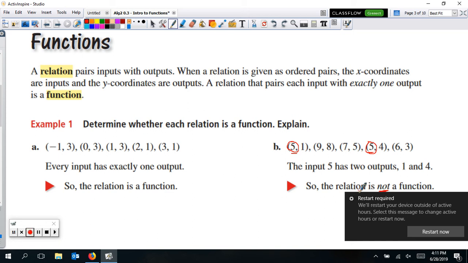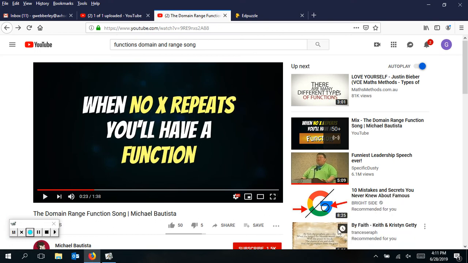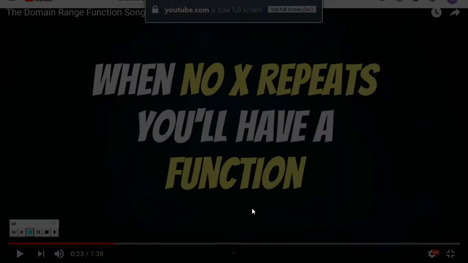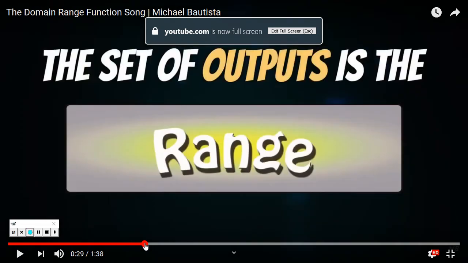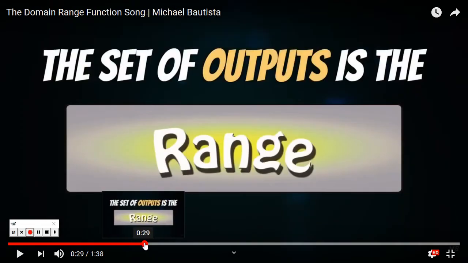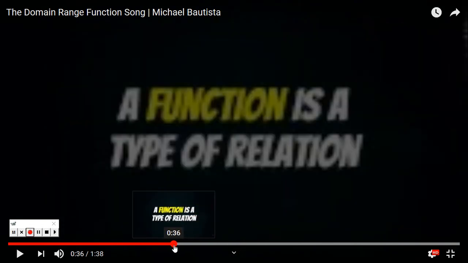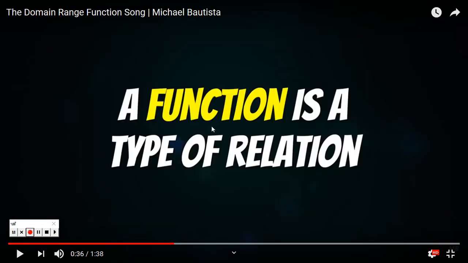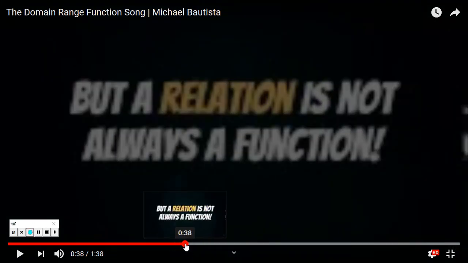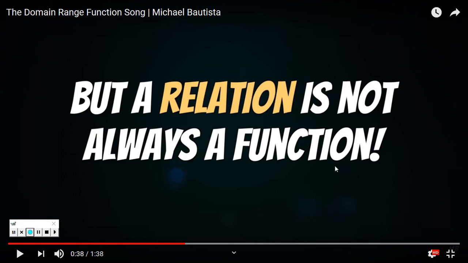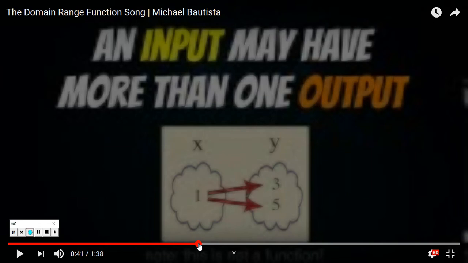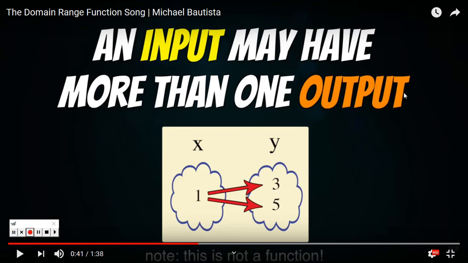Let's go back here. Next thing, the set of outputs is the range. We already saw that. Next part: a function is a type of relation. We already talked about that. It is a type of relation, but a relation is not always a function. We've talked about that too, right? That was in the song. An input may have more than one output. So that's like we said before.